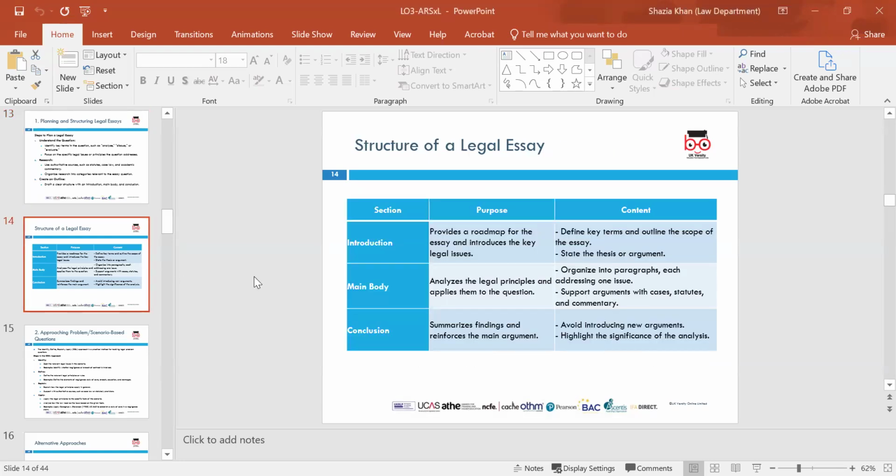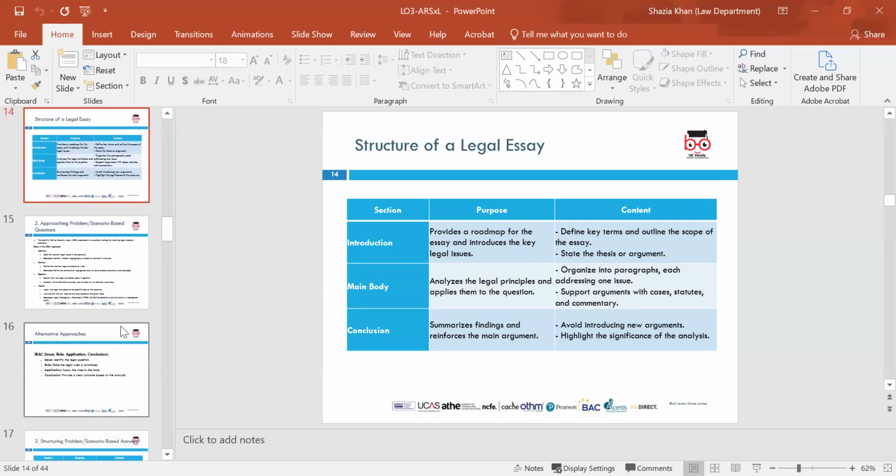The purpose of an introduction is to provide a roadmap for the essay, introduce the legal issues and context, define the key terms, outline the scope of the essay and start the thesis or argument. Then you've got the main body, which analyzes the legal principles and applies them to the question. It organizes the content into paragraphs and supports your arguments with cases. Then you look at the conclusion and make sure it is in there. It summarizes the findings, avoids introducing new arguments, and highlights everything as well.